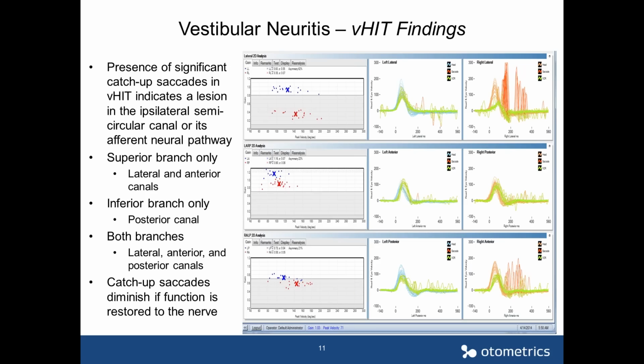So these are the two canals that are served by the superior portion of the vestibular branch, and you can see that the right posterior canal seems to be intact. We don't see much of a catch-up saccade here. And this finding is also confirmed by the VOR gains. So this will be a type of vestibular neuritis, the more common type, where it only involves the superior branch of the vestibular nerve. In the case of the inferior branch, you will only see the catch-up saccades in the right posterior canal if it's a right-sided lesion, and you will not see it for the right lateral and right anterior. And in the case of both branches, all three canals will show catch-up saccades.